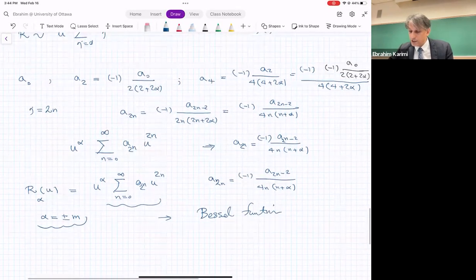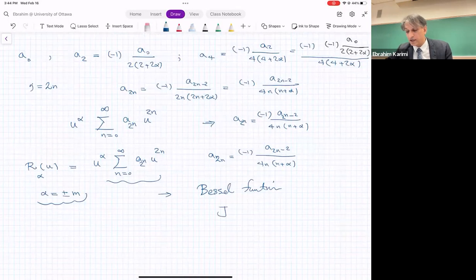And we use the symbol J to introduce R, okay? We call them J of alpha of U. Whenever I say that I'm dealing with the Bessel function, I mean that I'm dealing with this series that you have here, with this relation among the coefficients.